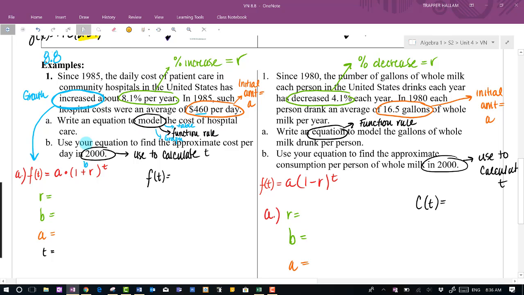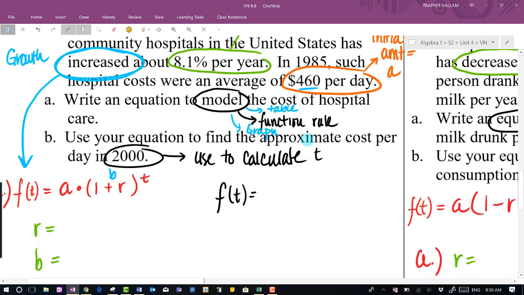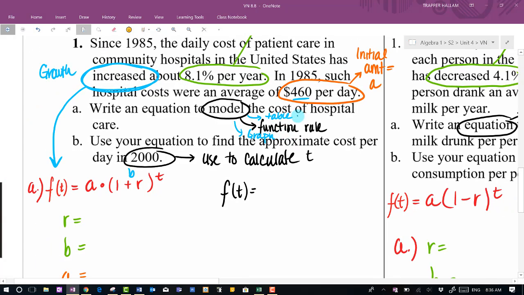It says, first, write an equation to model the hospital care. Now, we know that model really means multiple things. It can mean a table. It can mean a graph. In this case, it does want you to eventually estimate with it. You could use a table and graph here. However, as soon as we're estimating at distant units, especially with an exponential, and this is asking us to estimate, in this case, 15 years in the future, we know exponentials grow crazy fast. So a rule here is going to be your best bet.